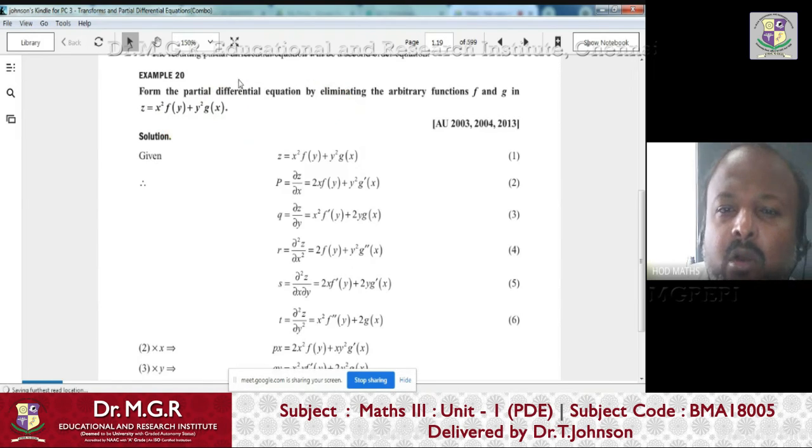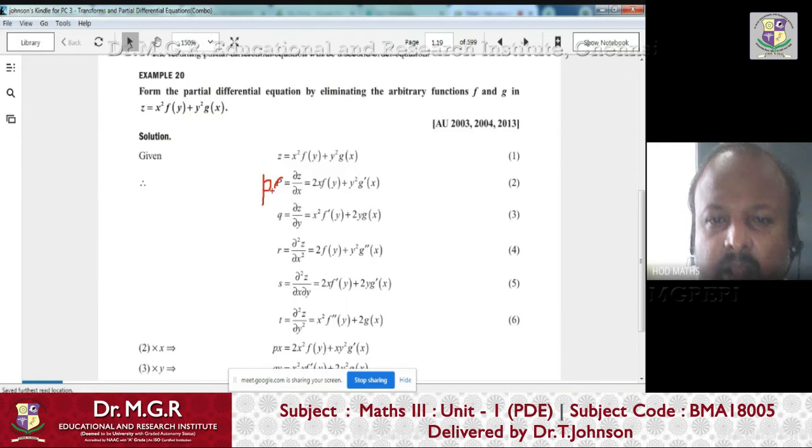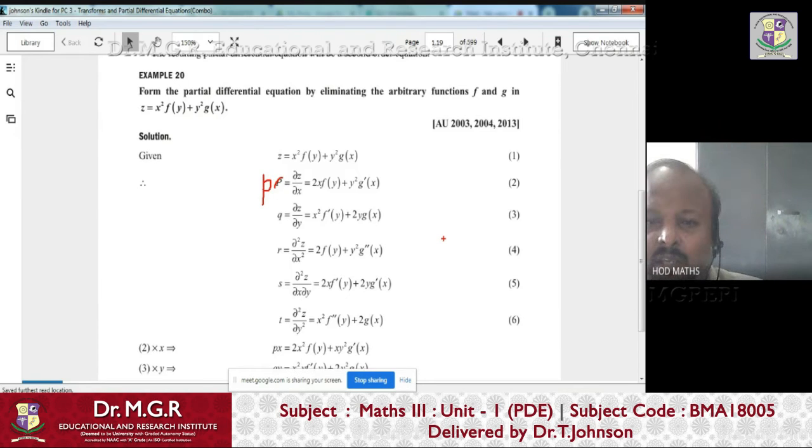So now how to do it? Again, you have to do the same thing. So this is a printing mistake. This is small p only, not capital P. This is small p only. Right? So this is a printing mistake. Small p only, dou z by dou x.